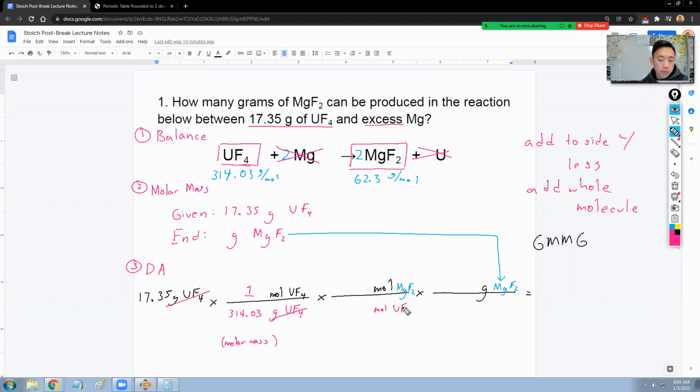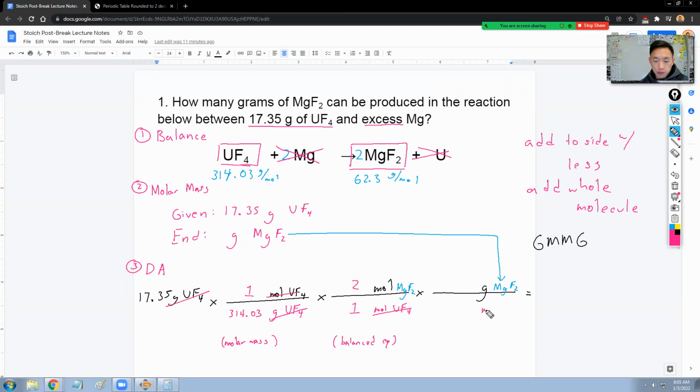So if we do that, the grams of UF4 can cancel out, and then now we can put moles of UF4 on the bottom. Here I have moles and moles on the same fraction, so I'm going to get the numbers from the balanced equation. So whatever numbers are in front of the molecules in the equation is going to be what we put in front of it. So MgF2 has the number 2 in front of it, so I put a 2 in front of moles of MgF2. UF4 has no number in front of it, and if it's no number, it's going to be 1. So we put a 1 there, and the moles can cancel.